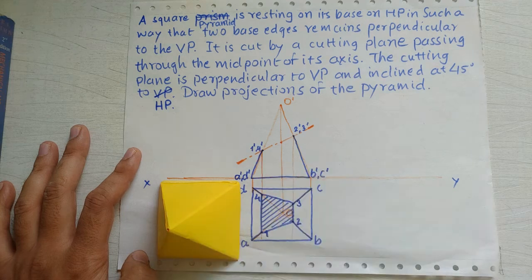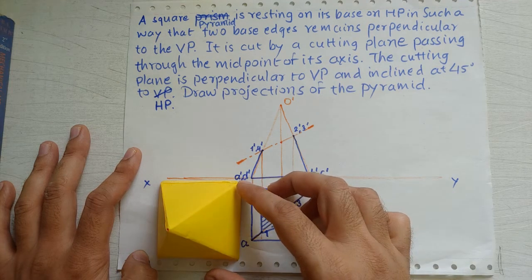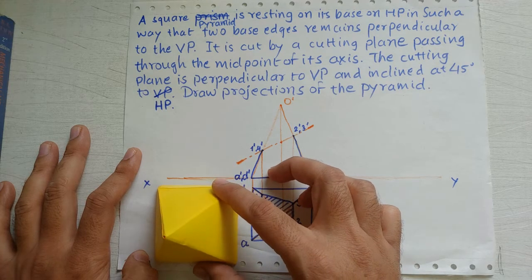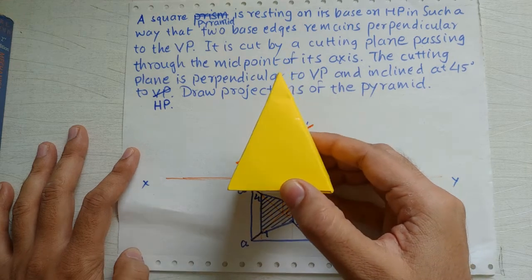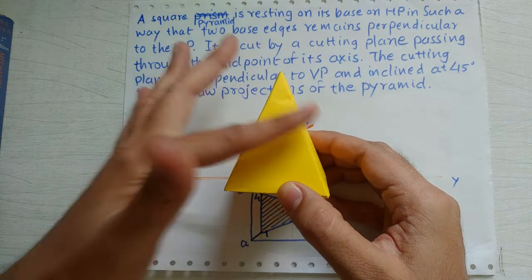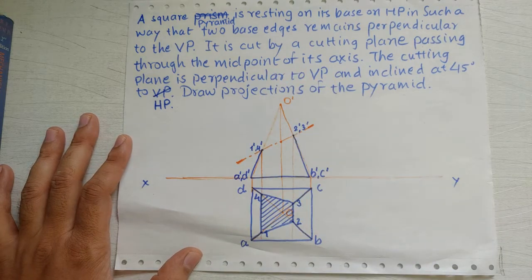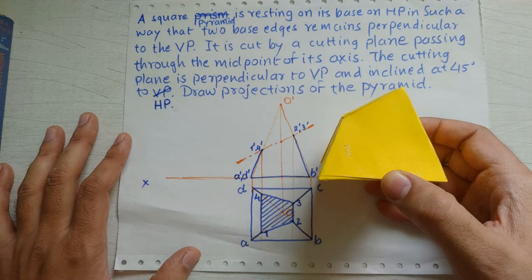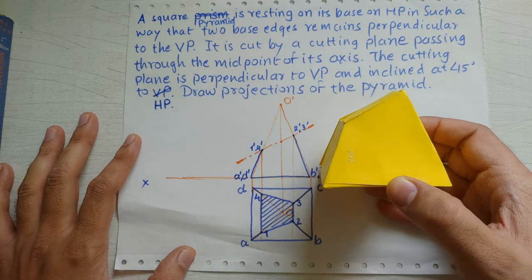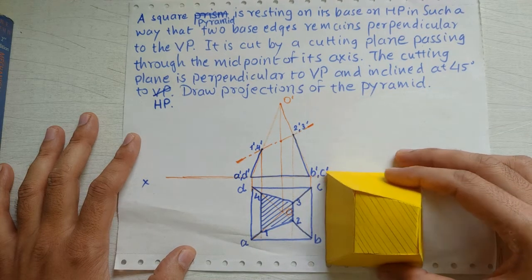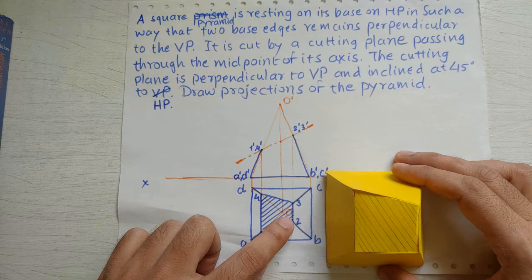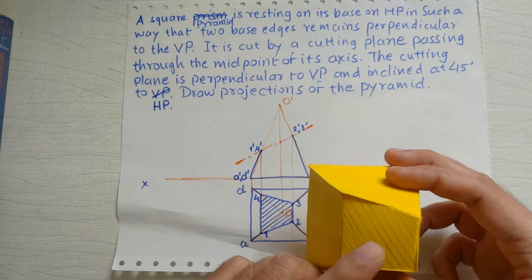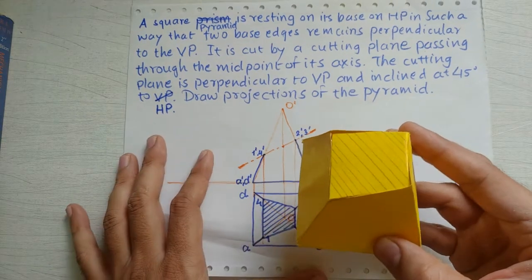And then it is being cut by a cutting plane which is perpendicular to VP and having inclination of 45 degree with HP. So if you look at it from front, it looks like this, and now it is being cut by a cutting plane like this. Okay, so after section the pyramid looks like this from front. And how it looks like from top, so it looks like this from top. So this is what we obtained in the previous video, and this is nothing but the section, right?